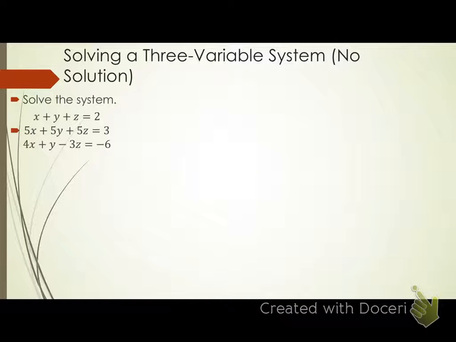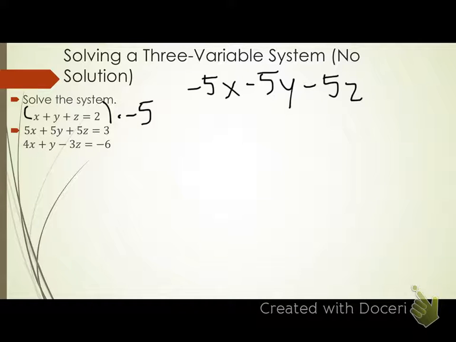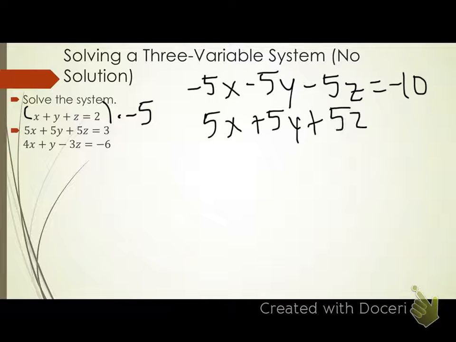So I need to multiply my top equation by negative 5 to be able to get the same number, opposite sign in my y column. So multiplying that through, I get negative 5x minus 5y minus 5z equals negative 10. Now I'm just going to bring my second equation over. 5x plus 5y plus 5z equals 3.